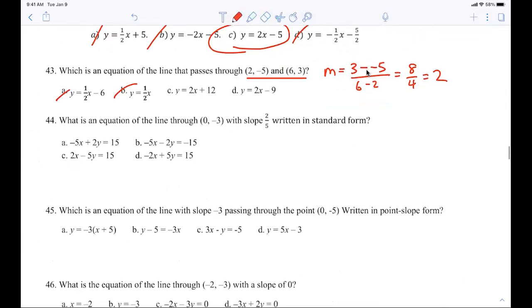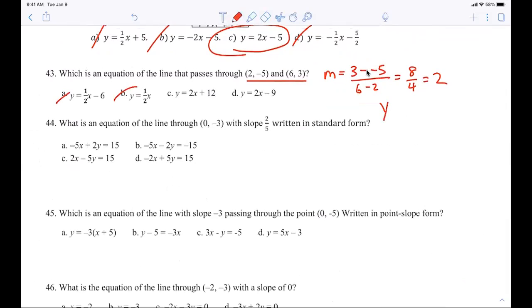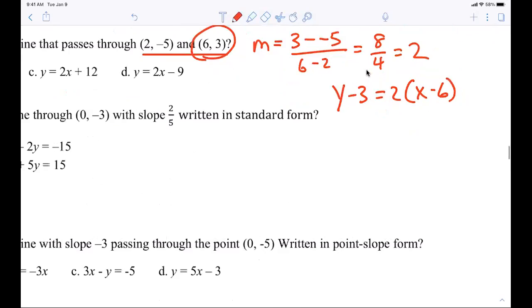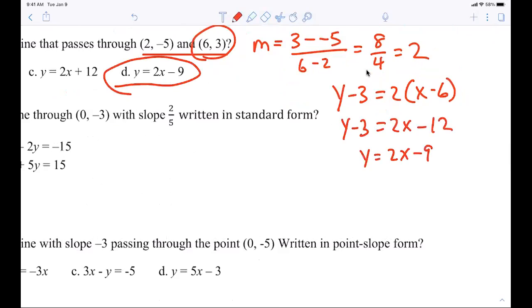Now for me personally, I like to use the point slope form. So y minus 3 equals 2 times x minus 6. Let's review that. Point slope: y minus y1 equals m times x minus x1. And I chose the positives, so I plug 6 and 3 for x and y and the slope in. Now from there, I'm going to put it into slope intercept. So I distribute the 2. y minus 3 equals 2x minus 12. Now I add 3 to both sides. So y equals 2x minus 9. Correct answer is D. Everybody okay with that?